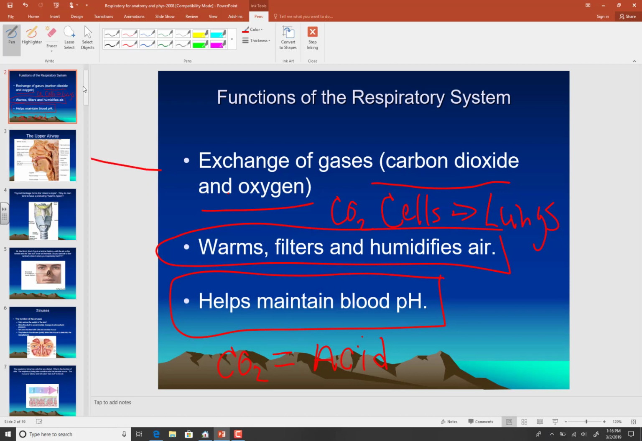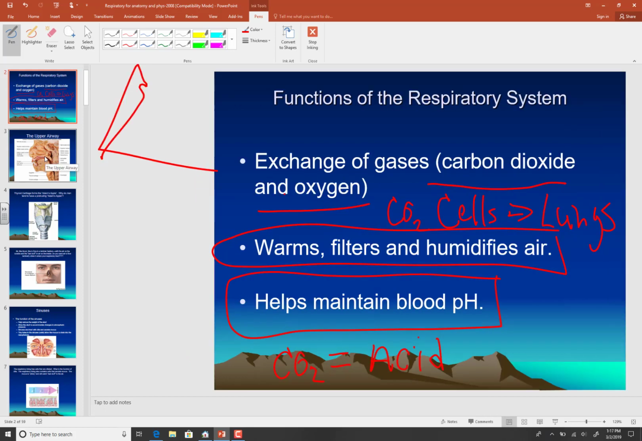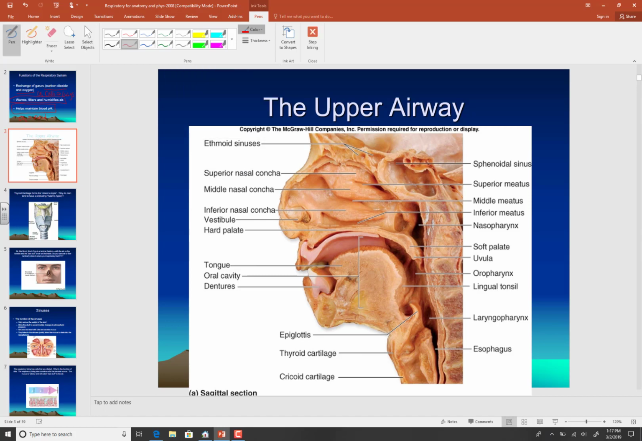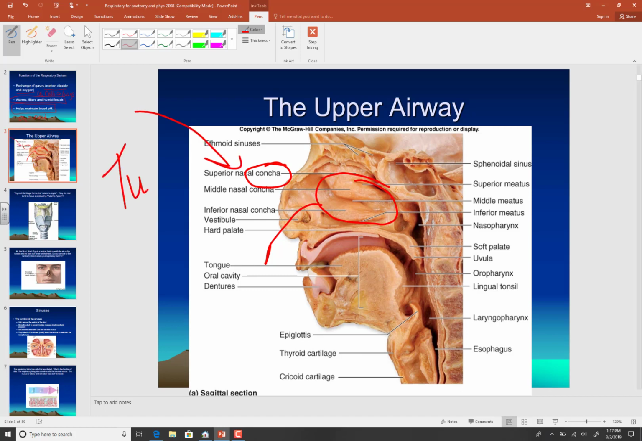So if we look at my uncle here, right, had a bad day. I'm going to give you some of the structures of the upper respiratory system. Now, our air typically comes into the nose, and then you have the nasal cavity. The nasal cavity has some structures called concha. And basically what concha do is they create turbulent airflow.